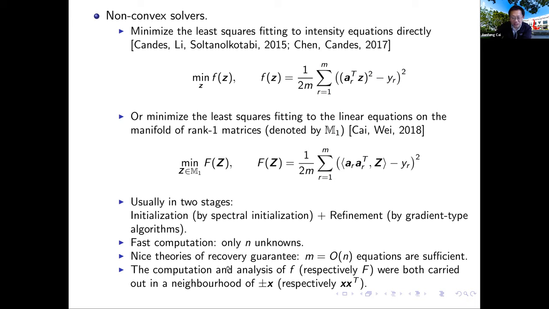But all the analysis and the computation are local. They are all based on the good result of the spectral initialization, because the spectral initialization can already give us a solution very close to the global minimum. So then we only need to analyze or do the computation around the global minimizer. So these kinds of algorithms are actually local algorithms, and the analysis is just local.